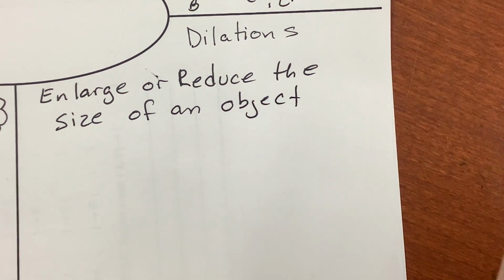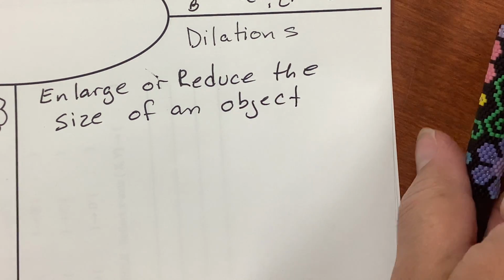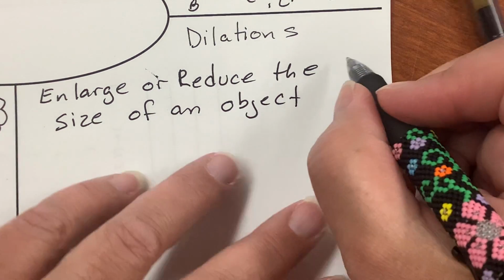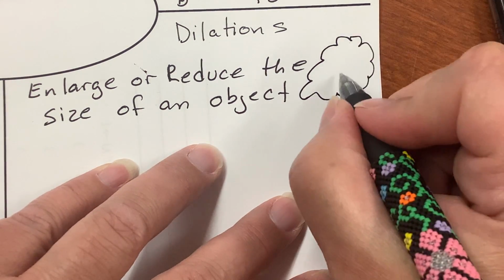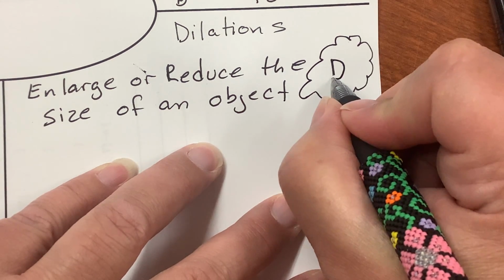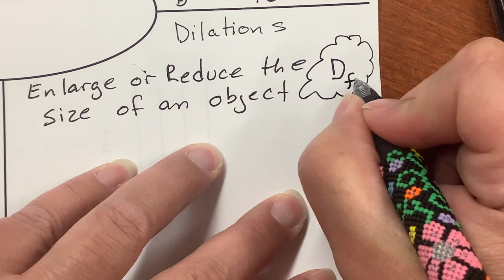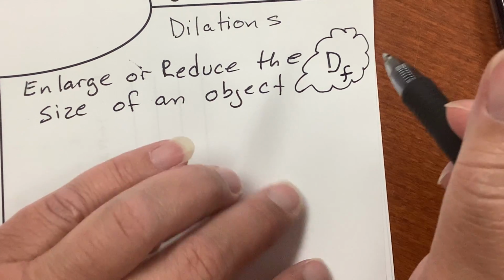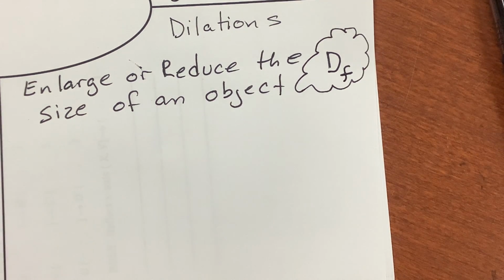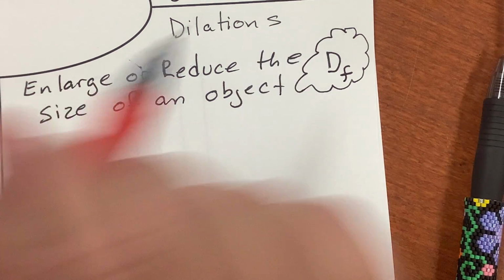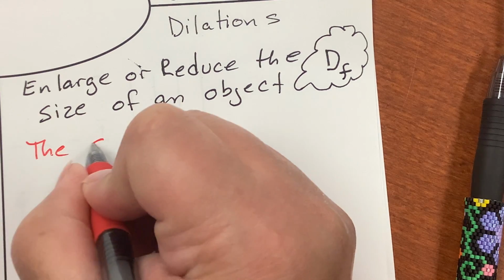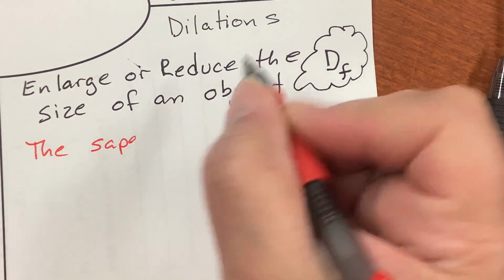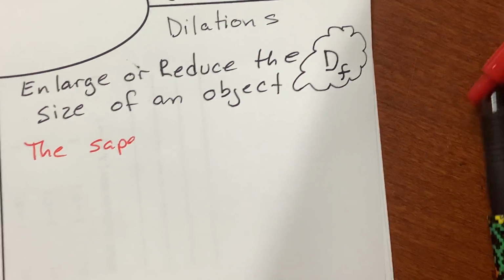And when you enlarge or reduce the size of the object, the symbol was a big capital D, and then it had a scale factor that you enlarge or reduce it by. So you're going to multiply all of the numbers by the scale factor. And the shapes are similar.